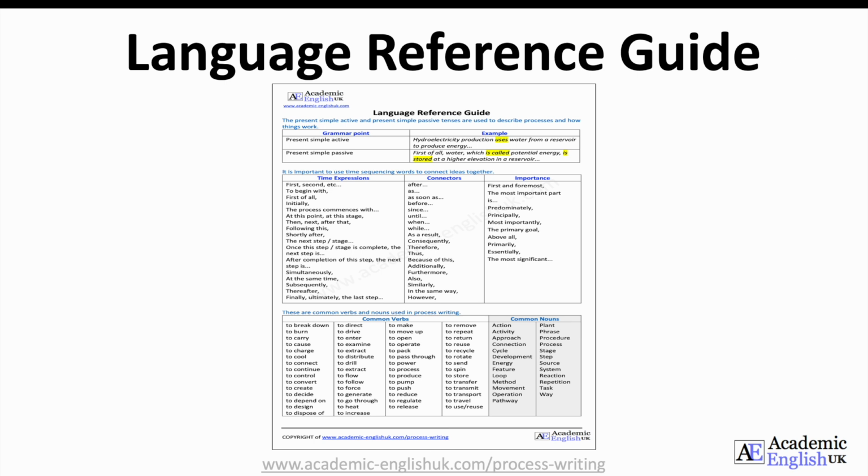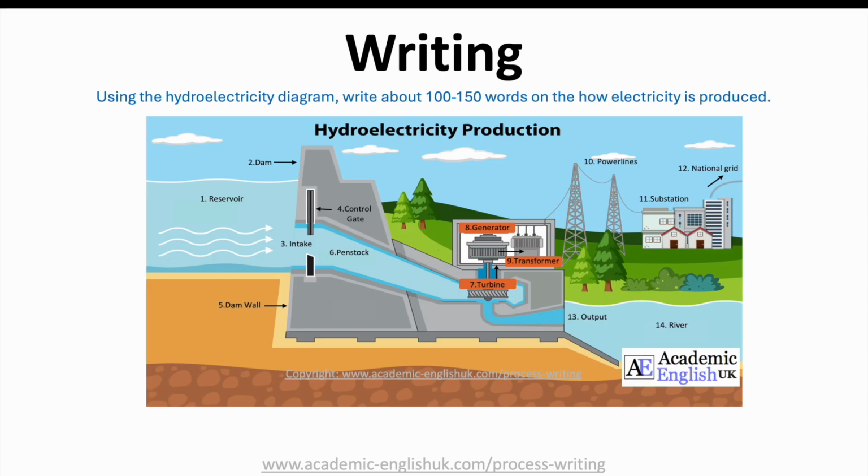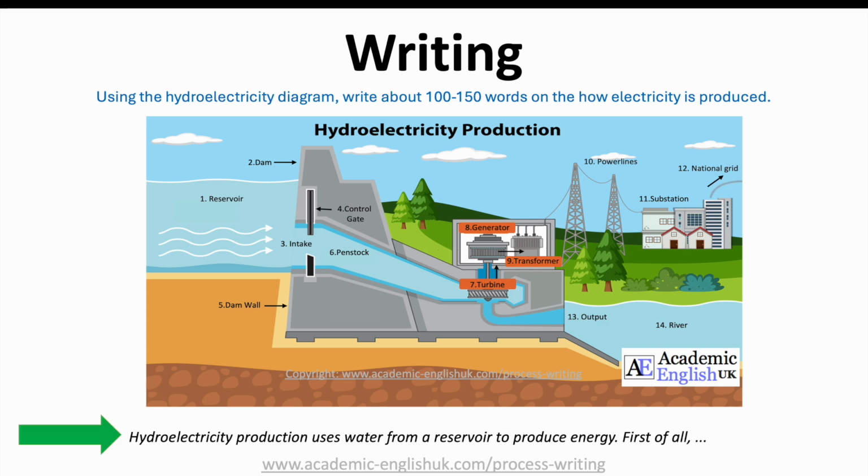Okay, let's have a go at some process writing. Using this hydroelectricity diagram, write about 100 to 150 words on how electricity is produced. I've provided a topic sentence and a time expression to help you get started: hydroelectricity production uses water from a reservoir to produce energy. First of all, and then you continue. So, pause the slide and write 100 to 150 words.